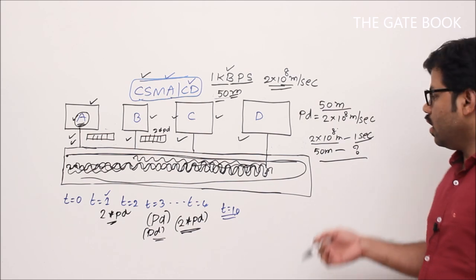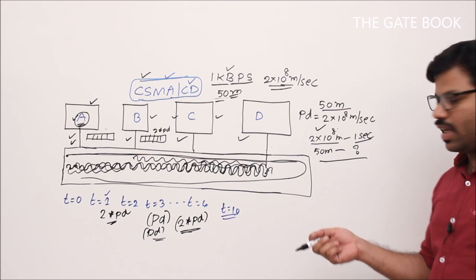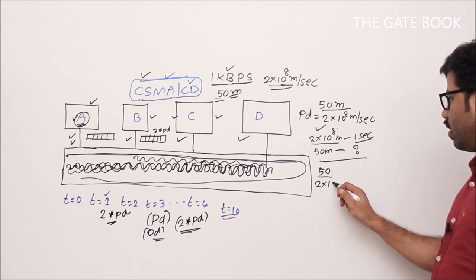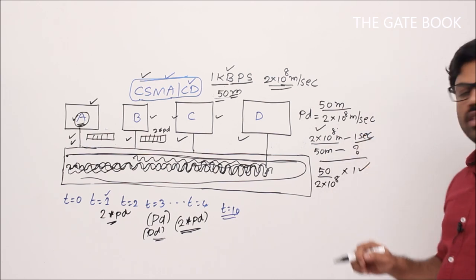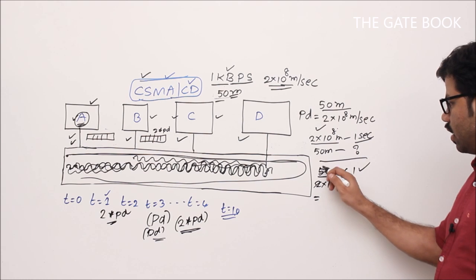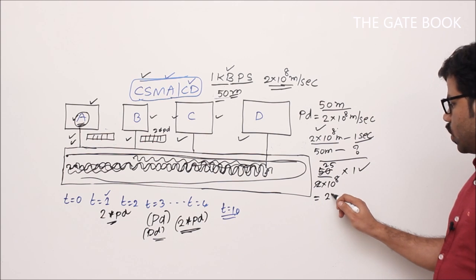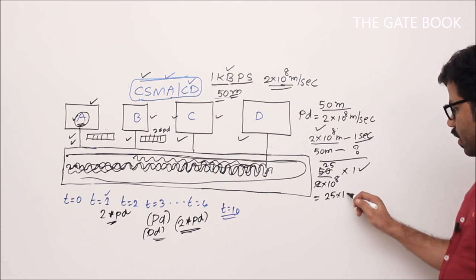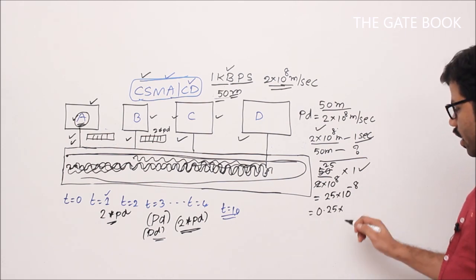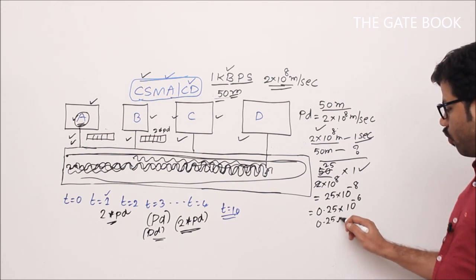It's directly proportionate. If it can go 2 into 10 power 8 meters in a second, then for 50 meters definitely less, correct? What is less in these two? 50. That's why you write 50 on top, 2 into 10 power 8 on the downside, and multiply with 1. So this is the formula for proportion, right? So 50 by 2 into 10 power 8, if you cancel it, will be 25 into 10 power minus 8. Then I can write 0.25 into 100. 100 into 10 power minus 8 is 10 power minus 6. So it is actually 0.25 microsecond.